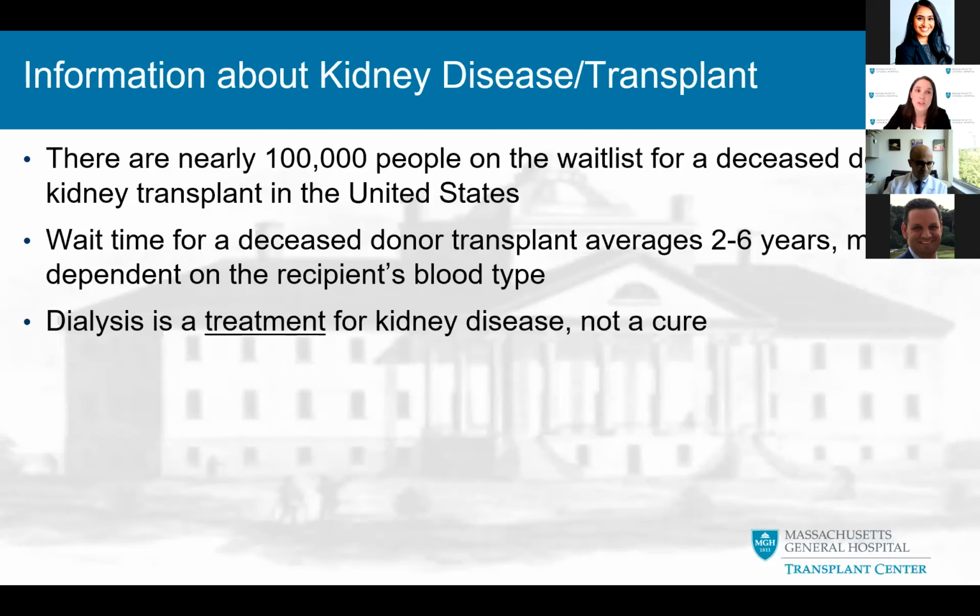Some basic information about kidney disease and transplant. Again, a little bit of an overview. Nearly 100,000 people are on the wait list for a deceased donor kidney transplant in the United States. The wait time for a deceased donor transplant can be somewhere between 2 to 6 years on average, can be higher, can be lower, mostly dependent on the recipient's blood type. And dialysis is a treatment for kidney disease, but not a cure.